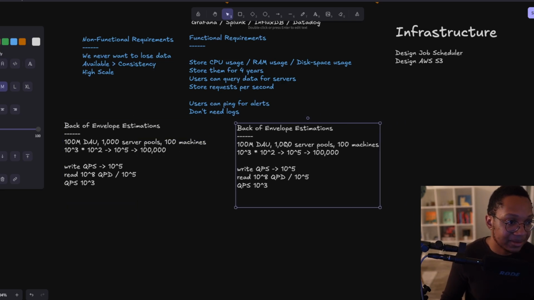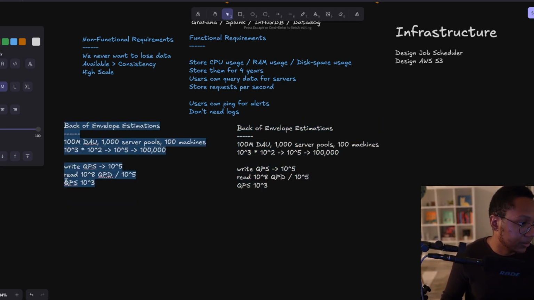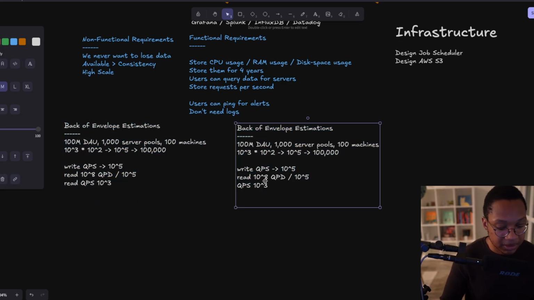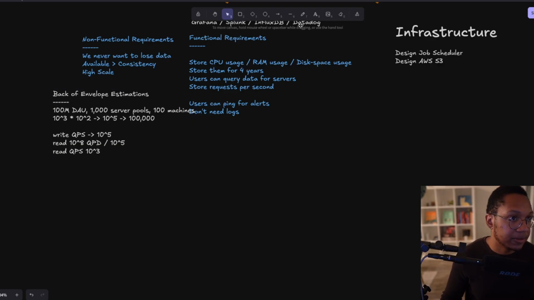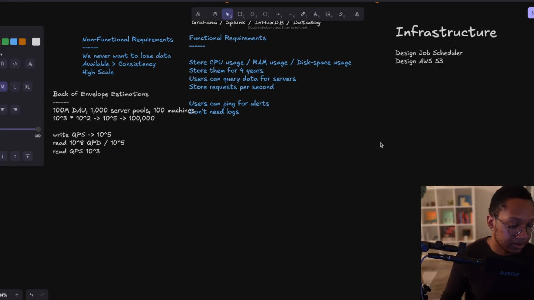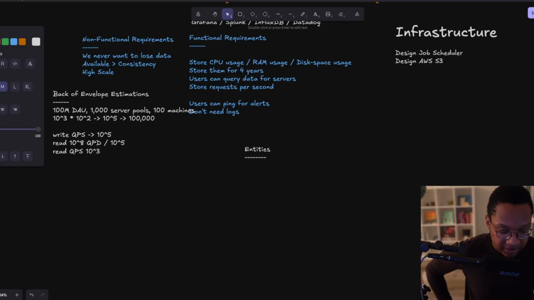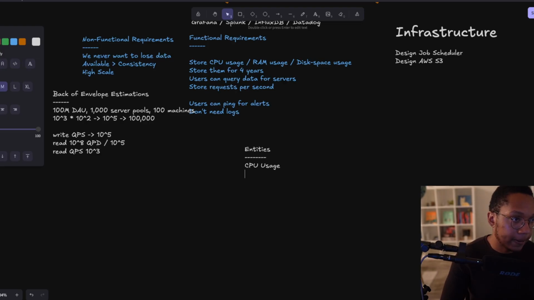Now that we've got the back-of-the-envelope estimates done, which we can write out here, like the read QPS, we can go into the actual entities, which I like because this is going to help us store the databases and manage the tables. So we're going to have the data: CPU usage, RAM usage, and the server. That's going to be another thing. We have servers. We'll have a server pool, perhaps.